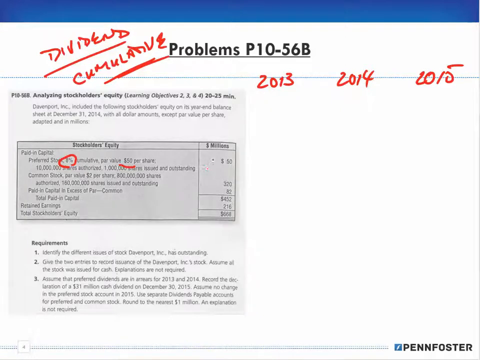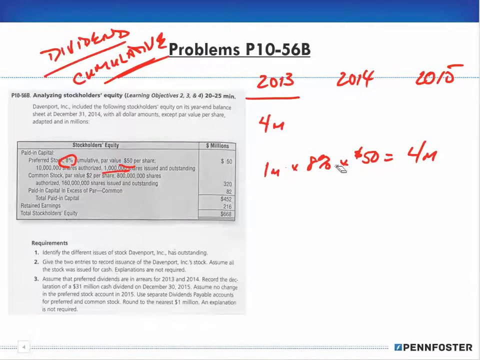So in order to calculate the dividend owed to preferred stock, there's 1 million shares. Okay, so 1 million shares at 8% at $50 per share. And 1 million times 8% times 50 is $4 million. So in 2013, preferred stock was owed $4 million.